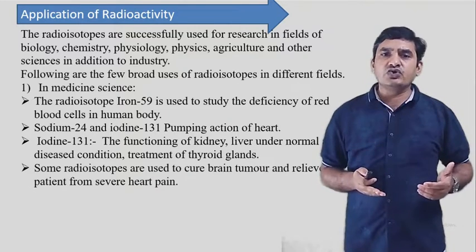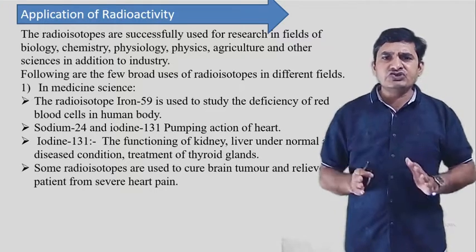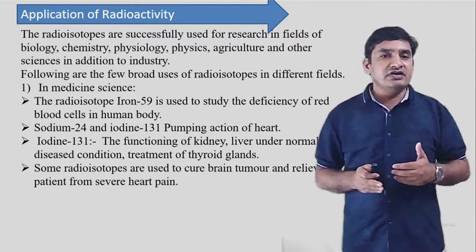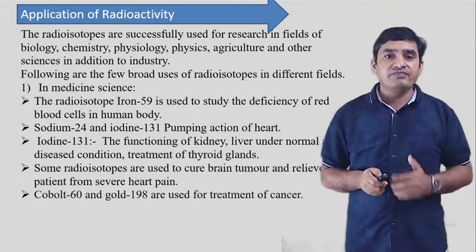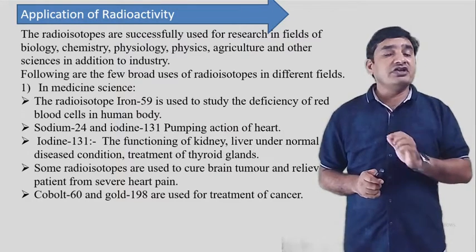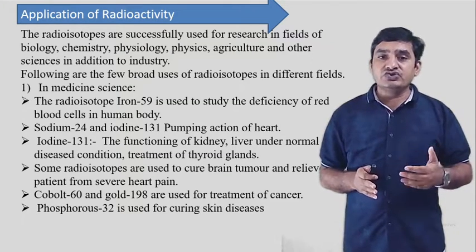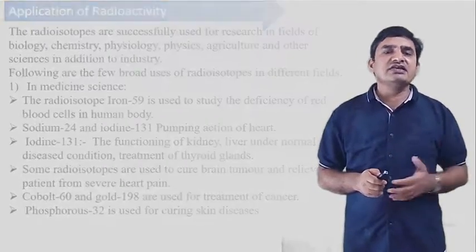Some radioisotopes are used to destroy brain tumors and relieve the patient from pain. Cobalt 60 and gold 198 are used for the treatment of cancer. Phosphorus 32 is used for curing skin diseases. So these are the different applications of radioisotopes in the medical field.